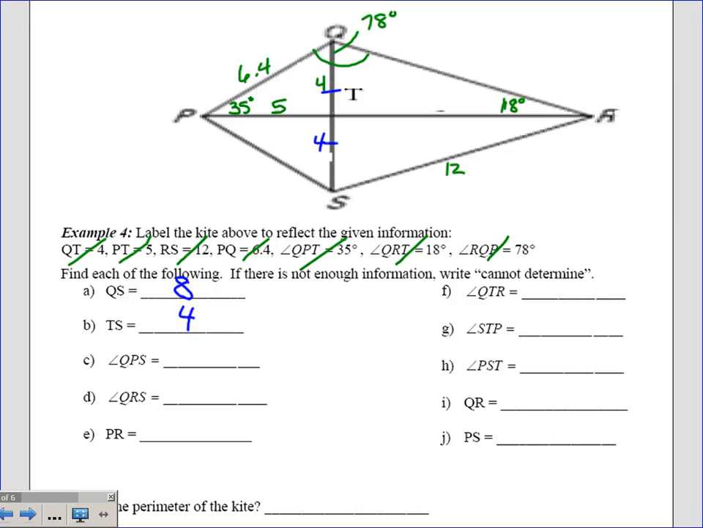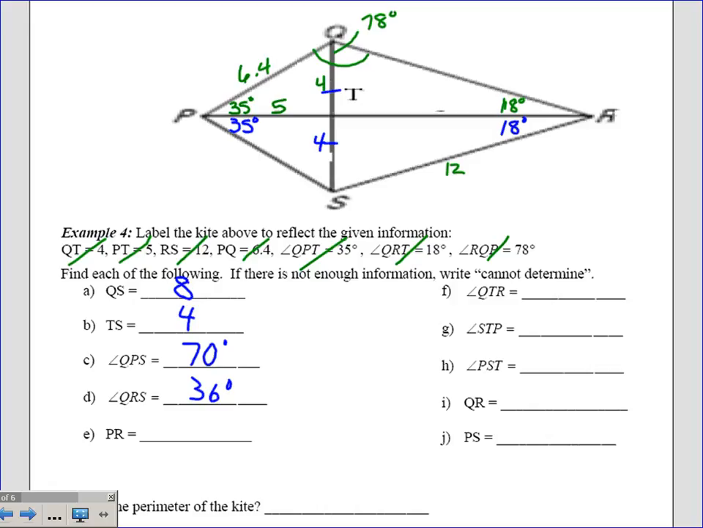Angle QPS. Can we figure out what that is? Yes, because this is 35 degrees, we can say this is 35 degrees. So if we add this together, that'd be 70 degrees. QRS, well, this is 18, this one over here is 18. That's kind of the beauty of it. We know half of this, figure out the rest of it here. So 36.